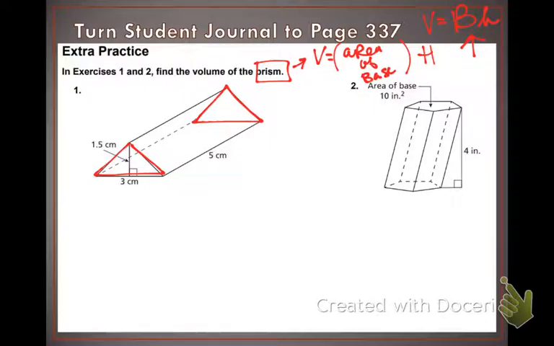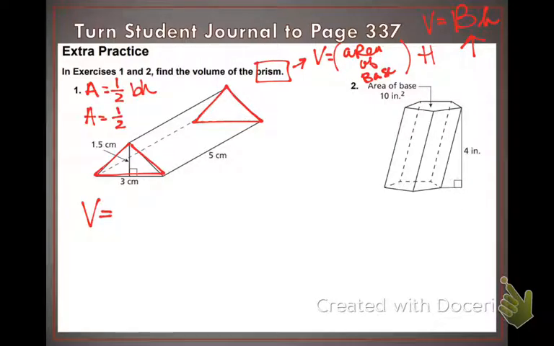The area of the base. It's not just one side. It's not just the height. It's the area of the base. So it doesn't stand for one thing. It stands for a whole group of things. So on the first, we said the base is a triangle. So what is the area formula for a triangle? 1/2 the base times the height.